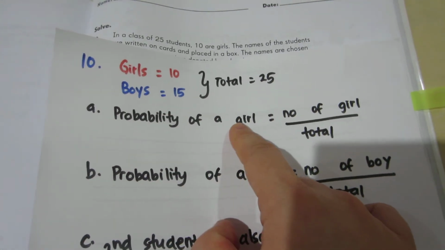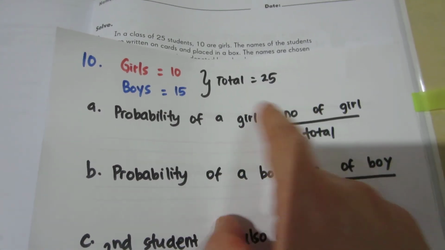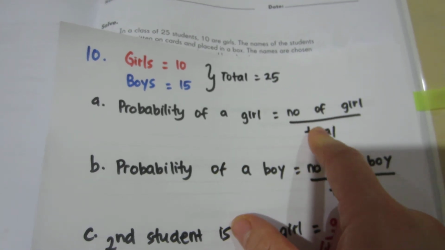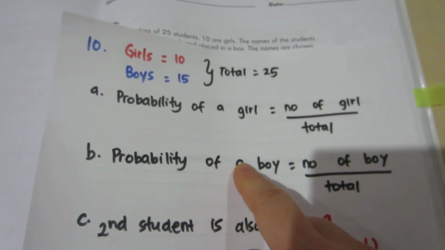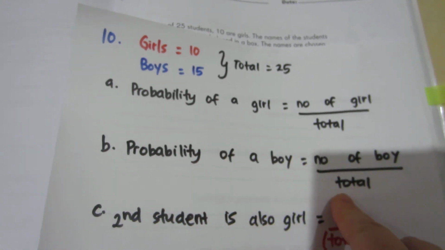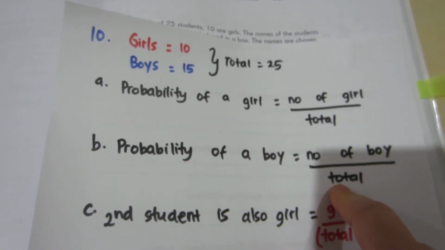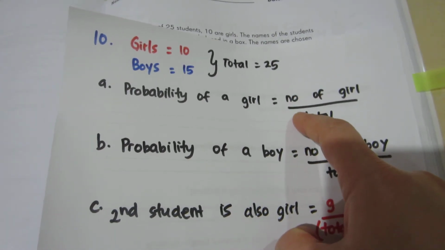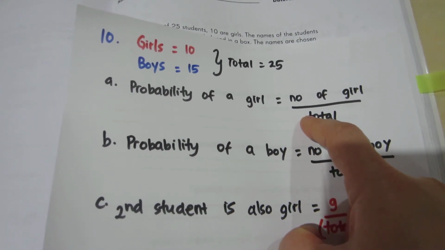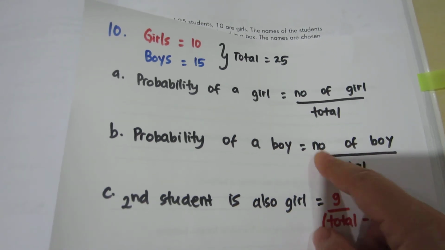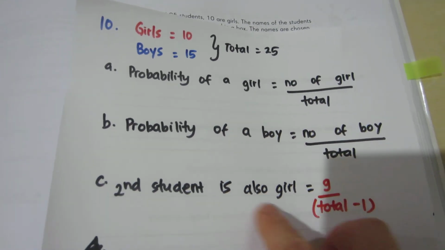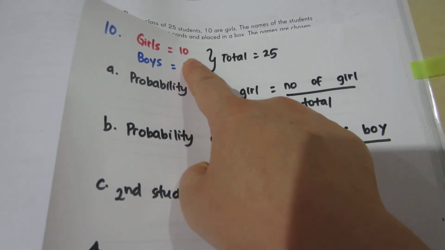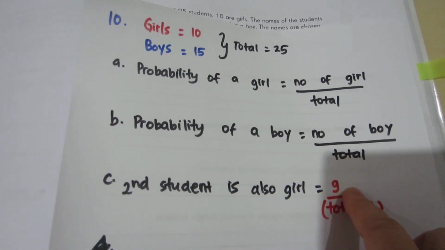So the probability the first one will be a girl is, you need to find the number of girls over the total. So we make it into a fraction like this. The probability of a boy, the number of boys, and then the bottom part is the total. And then please tell, is it more likely, less likely, or equally likely? Same goes in here. Is it more likely, less likely? And then the second student is also a girl. So now, we already lost one girl. So 10 minus 1 equals 9.